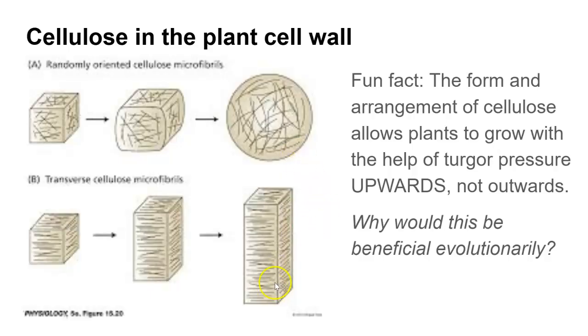But the ones who figured out, the ones who started laying down their fibers in an organized fashion like this, they were the ones that grew the fastest, and they were able to survive and reproduce. So evolutionarily speaking, these are the winners.